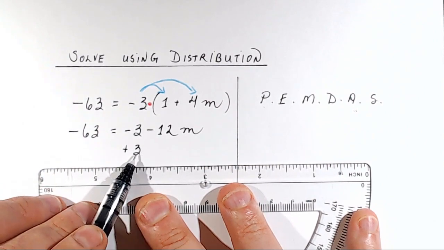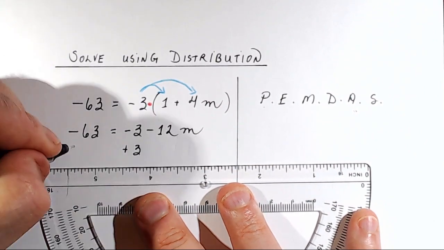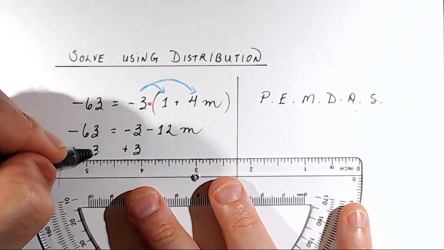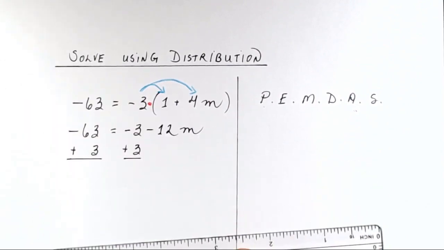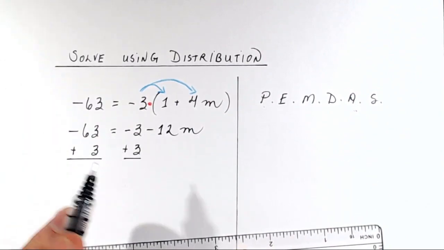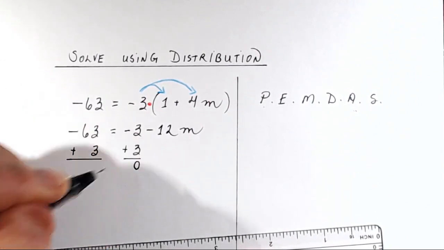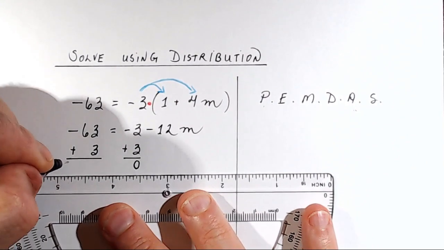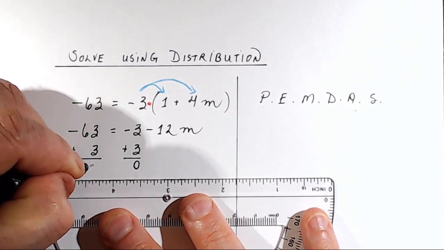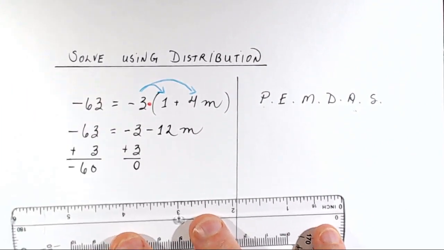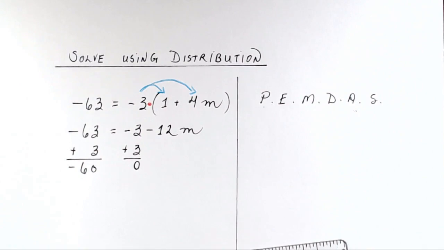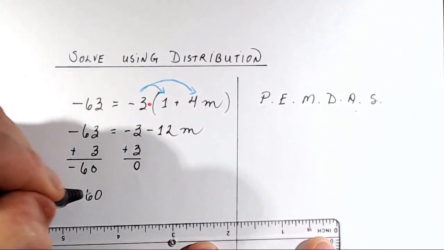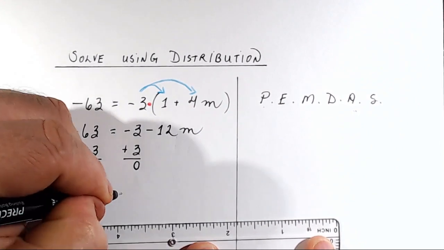I'll do the opposite operation to whatever's currently being performed. And over here on the left, I'll also add 3. So we'll take the right first. Negative 3 plus 3 is 0. And negative 63 plus 3 is negative 60. Okay? So now we will rewrite what we have. We have negative 60 equals negative 12m.